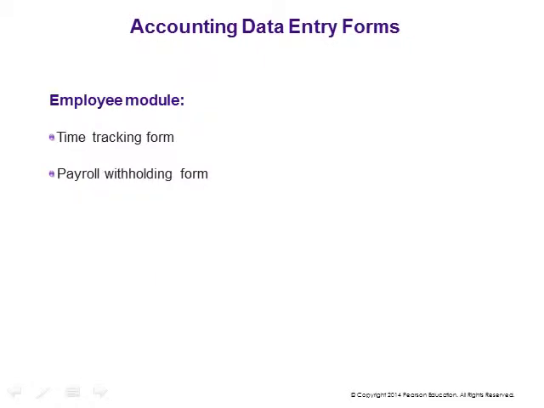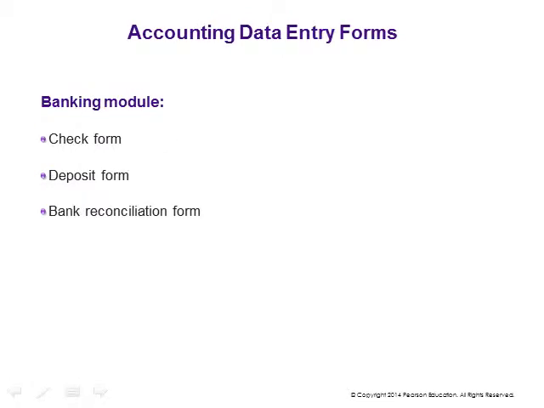Some typical accounting data entry forms for the employee module might include the time tracking form, so all timesheets should look the same. If an employee is filling out a manual timesheet and someone else is keying that into the system directly, then the two forms should look alike to, again, avoid the problems and disadvantages we talked about earlier. And the payroll withholding form as well. And then finally, some typical data entry forms with respect to the banking module are the check form, the deposit form, and the bank reconciliation form.